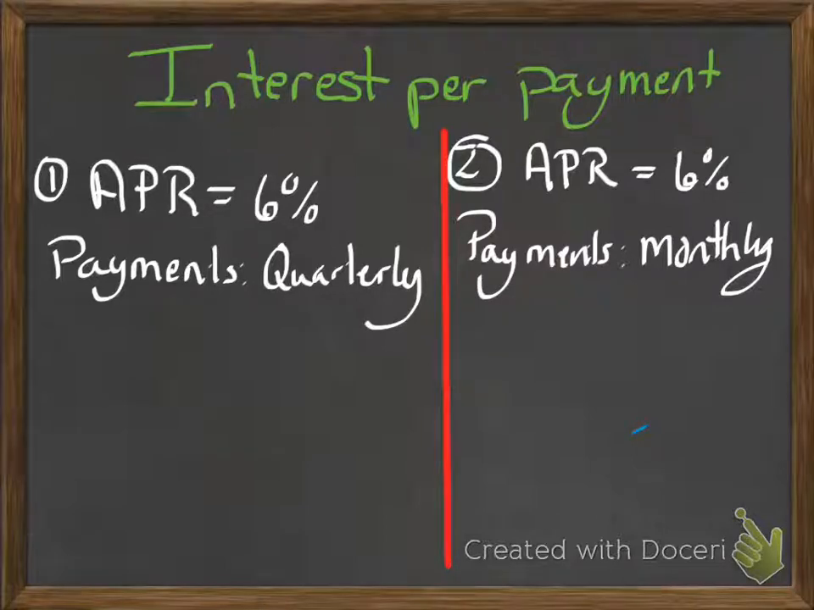What does APR stand for? Annual percentage rate. So what our percent is for the entire year. So if I know I'm making payments quarterly, what do you think I'll do with that annual percentage rate to find out what my payment percentage per quarter is?